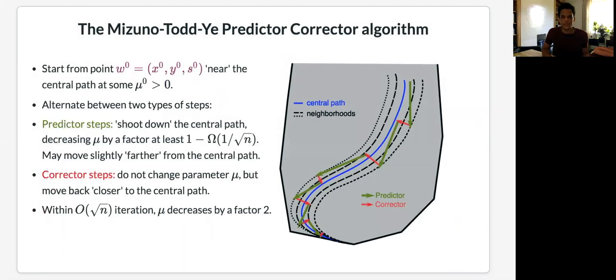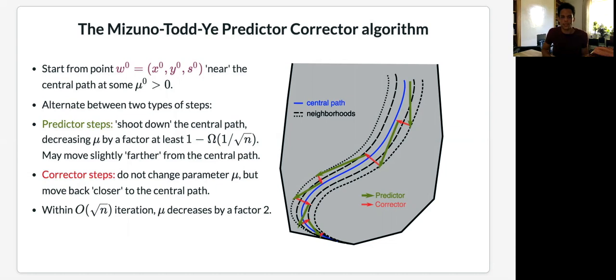Now that means for path following methods that if we initialize somewhere high up for a big parameter mu on the central path, what we aim to do is to go down the central path to small parameters mu, which have small duality gap, and then the end of the central path will correspond to an optimal solution.